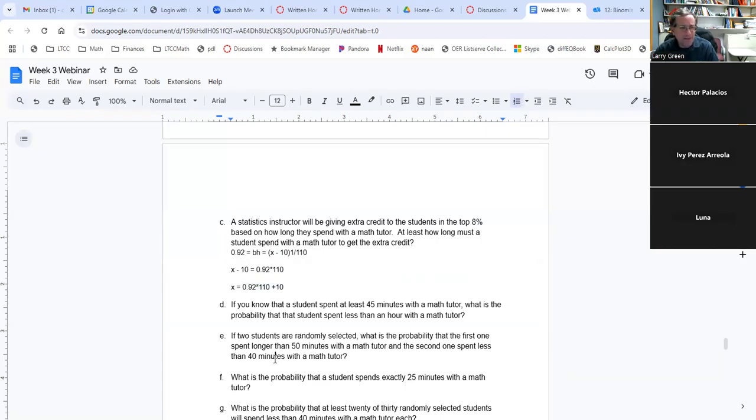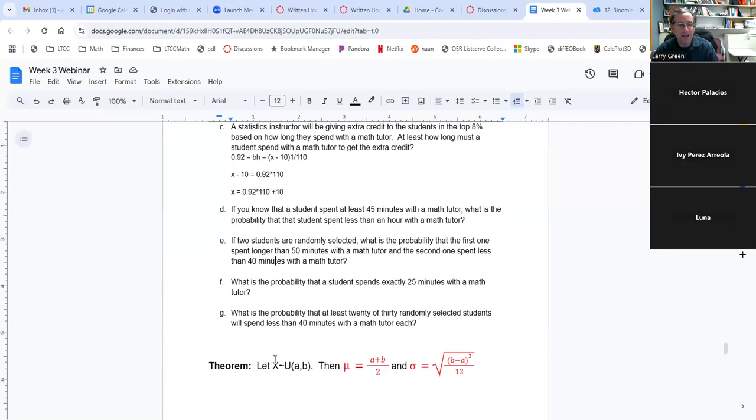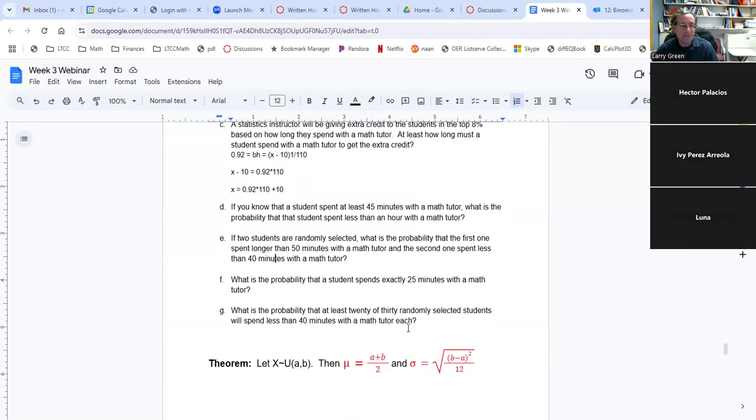I think I'm not going to do these last ones. I always have them just in case. Okay, but except F. I want to do F because that's easy and fun. What is the probability that a student spends exactly 25 minutes with a math tutor? Can you tell me? The hint is it's really easy.